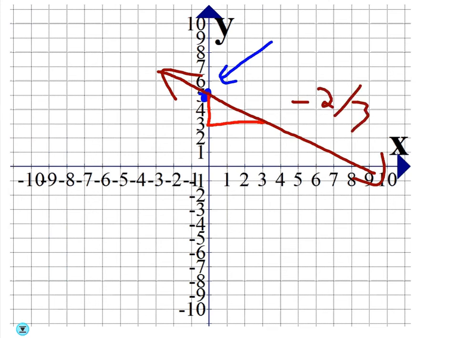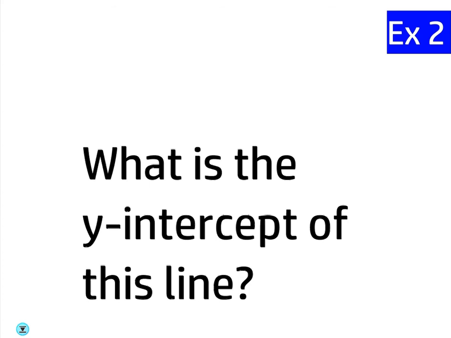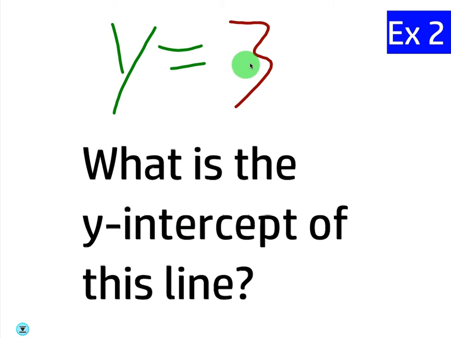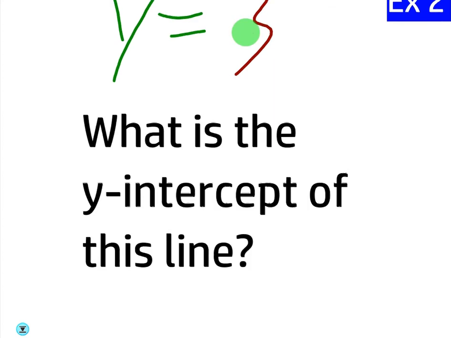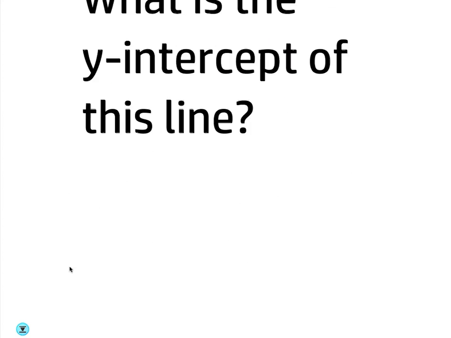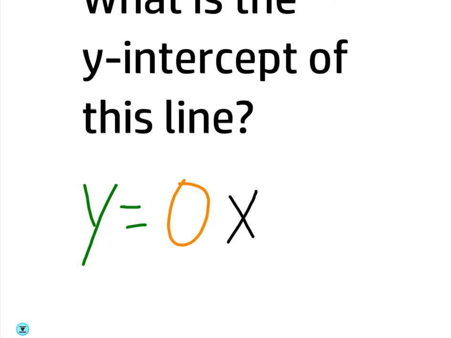All right, guys, a few more examples. Let's go to example 2. y equals 3. What's the y-intercept of this line? 3. How do you know it's 3? Because it's the only number on there. It's a number by itself. It's not next to an x. Well, the slope would be 0. If you wanted to fill in the equation, it would be y equals 0x plus 3. And now you can definitely see the y-intercept is 3.